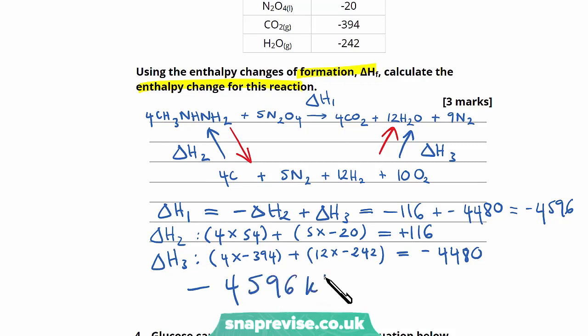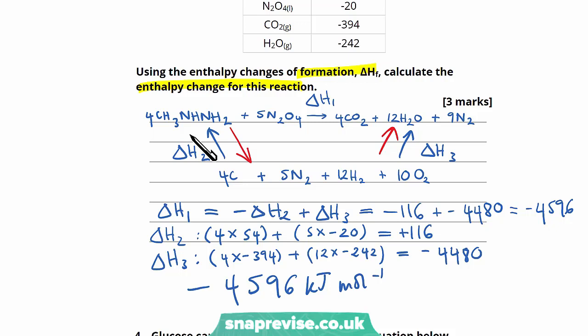So our answer is minus 4,596 kilojoules per mole. This calculation question is a little bit long-winded, but if we break it down like we've done, working out what we need to look at and whether we've got the positive value of delta H2 or the negative, and the same for delta H3, and then breaking down the different parts of our equation and then bringing it all together in the final steps, we can really work through it quite methodically.